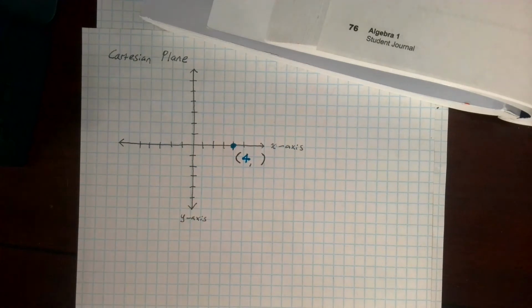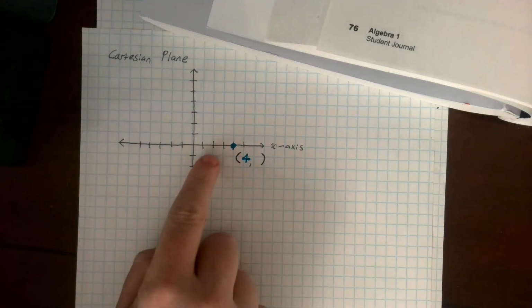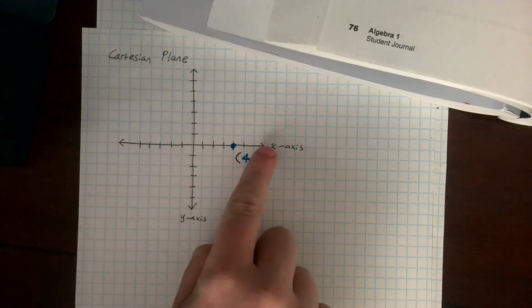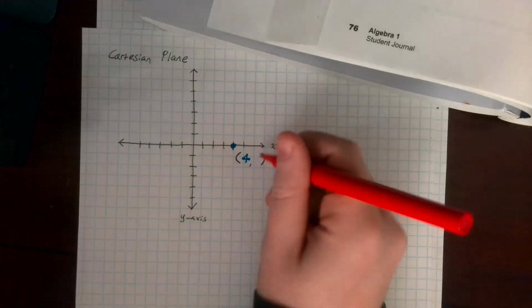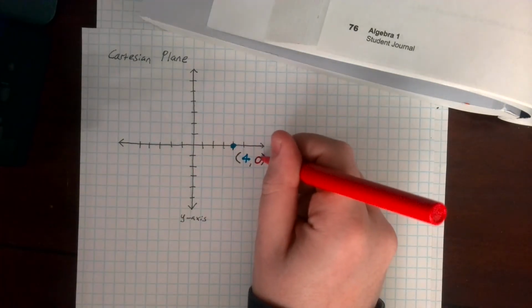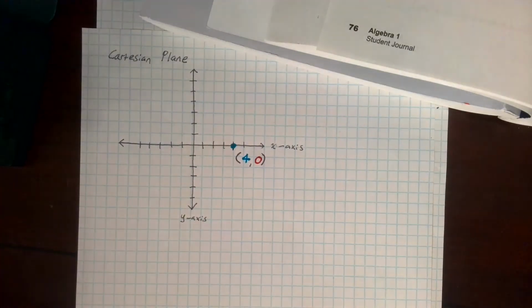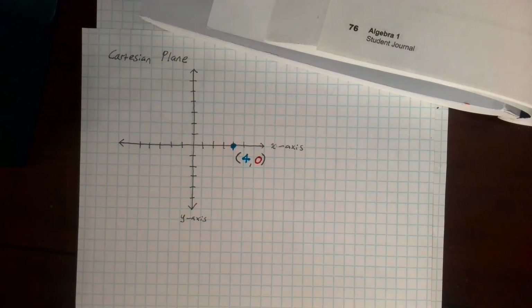But the second thing we need to figure out is how far up or down it goes. Well, it doesn't. It sticks around on the x-axis. It doesn't go up or down. So we would put this as (4, 0), and the 0 shows us that we didn't go up or down.